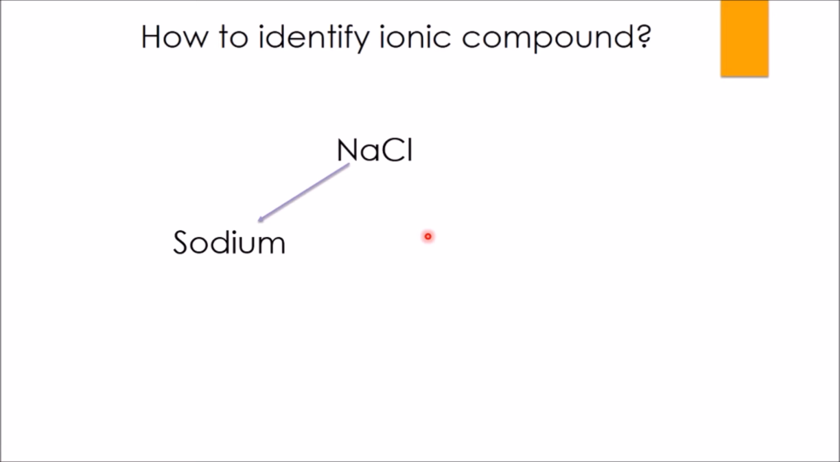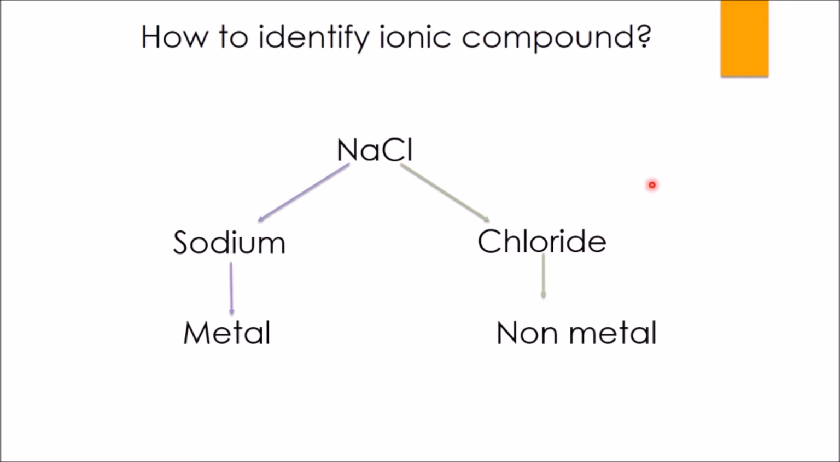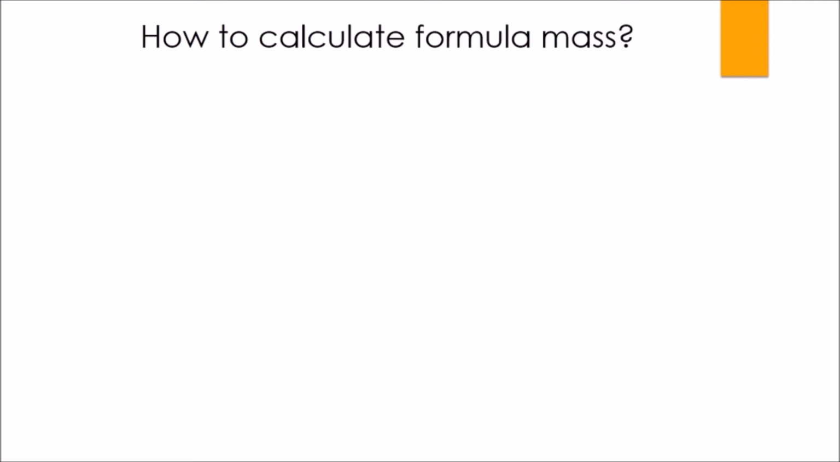So what is Na? Na is actually sodium. Sodium is a metal, and chlorine or chloride, the second ion, we know is a non-metal. Whenever you have a metal and a non-metal bonding together, that is an ionic compound. So whenever you have a metal and a non-metal together, you have an ionic compound. That is how you are going to identify ionic compounds.